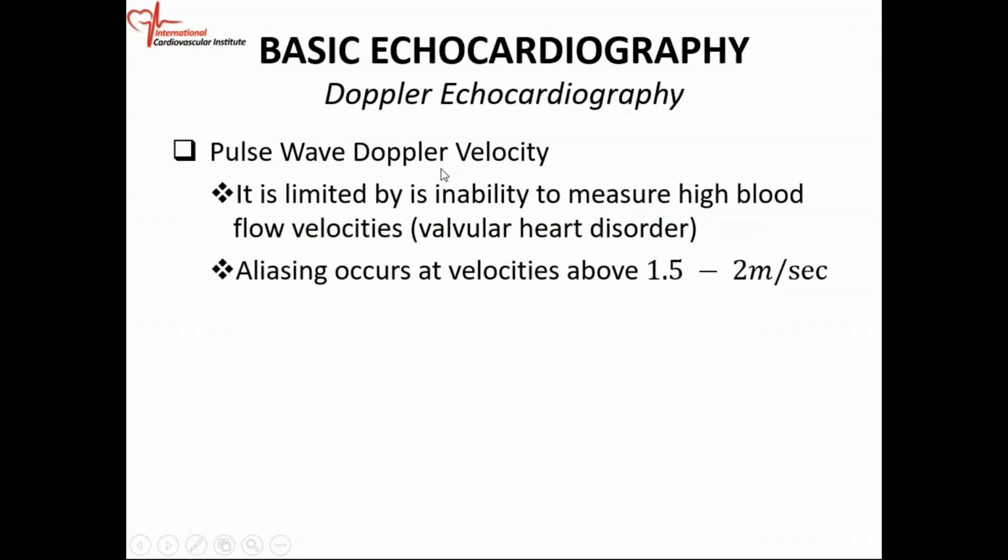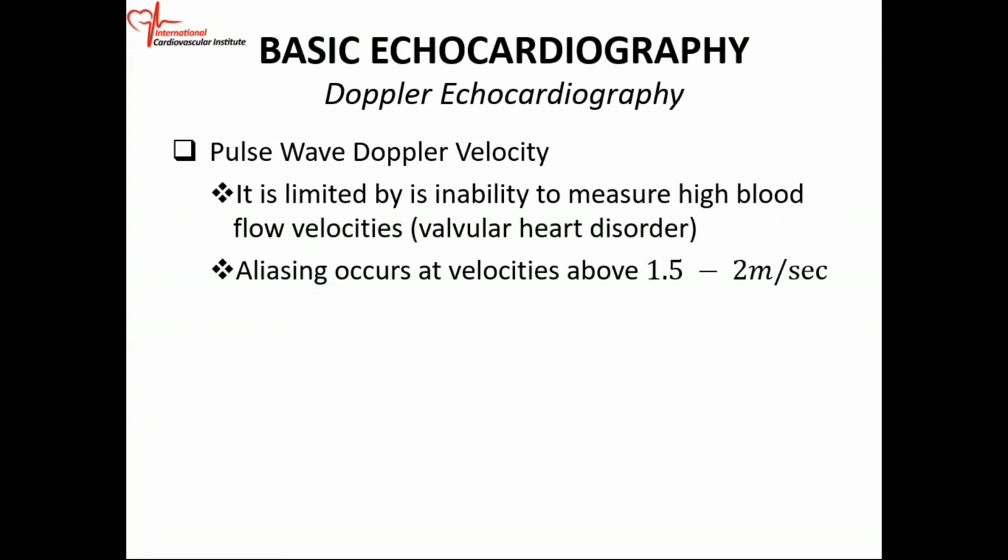Okay, so pulse wave Doppler is limited by its inability to measure high blood flow velocities. We were saying that over and over. The limitation of pulse wave Doppler is that it can only measure low velocities, usually less than 2 meters per second. Anything above 2 meters per second, you get what we call aliasing. Aliasing will occur at velocities above 1.5 to 2 meters per second.